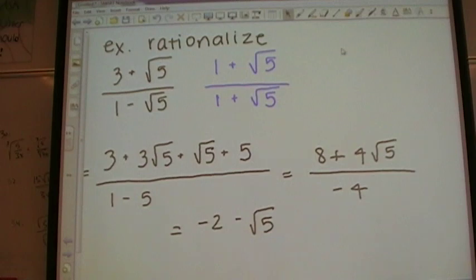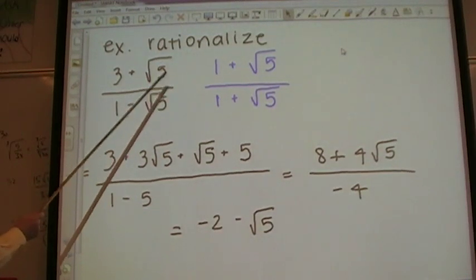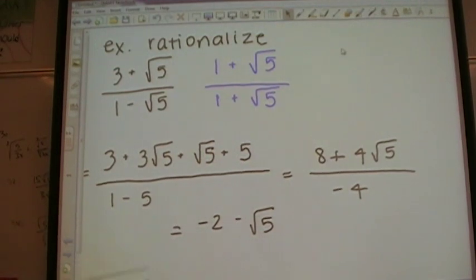FOIL the bottom, and I just multiply the first, which is 1 times 1, and root 5 times root 5, which is 5. Make sure you understand how I got to that answer. Simplify the top and get 8 plus 4 root 5, and then simplify the numerator and denominator. 8 divided by negative 4 is negative 2. 4 divided by negative 4 is negative 1.